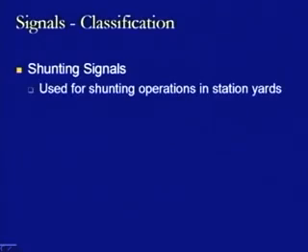The last signal in the category of locational characteristics is the shunting signal. Now, this shunting signal is used for shunting operations in station yards. In most of the station yards there are slow operations taking place, and for those slow operations we provide a specific type of signal which is known as the shunting signal.